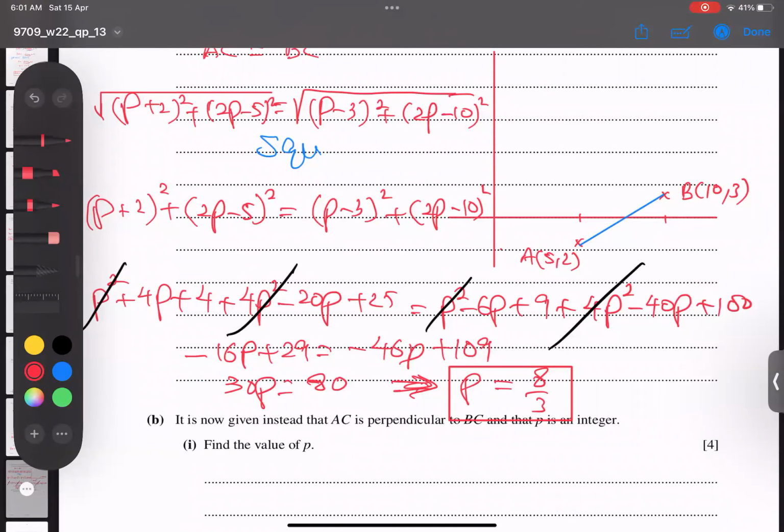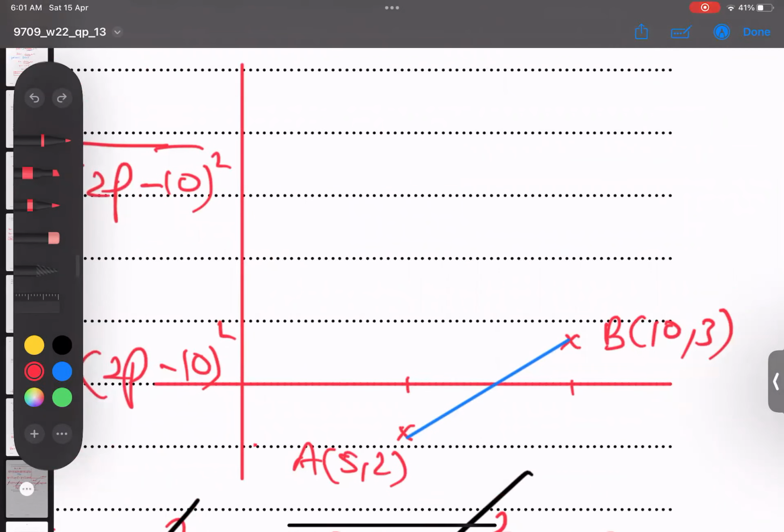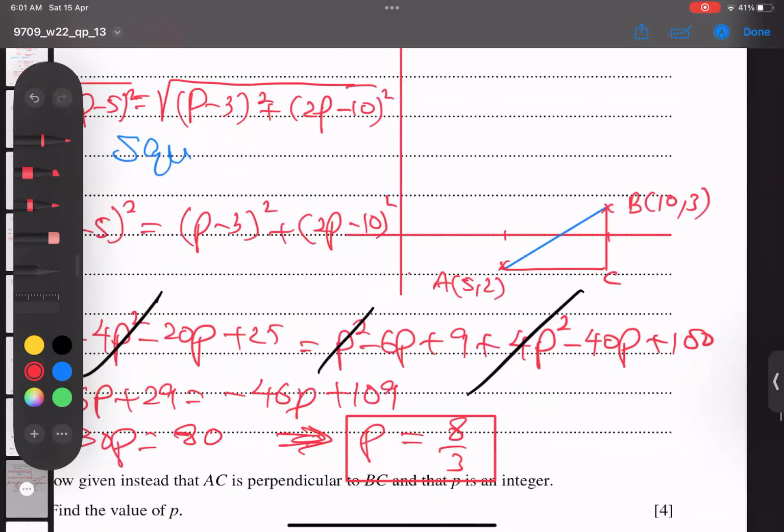It is given that instead AC is perpendicular to BC. He's saying the story changes. AC is perpendicular to BC. Where is C? C can be anywhere. AC is perpendicular to BC. Check it. Is it true or not?